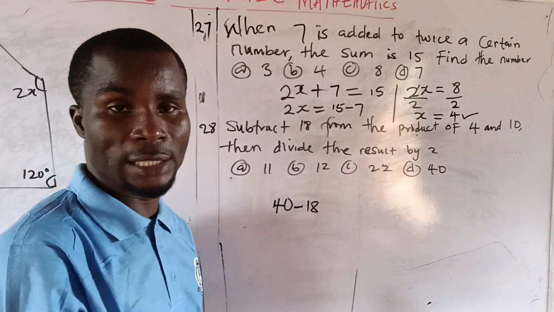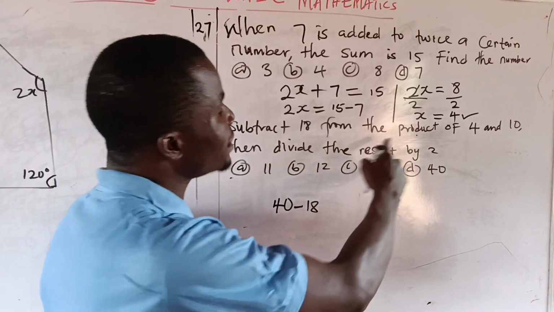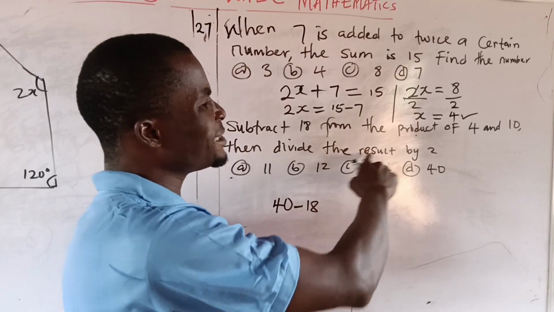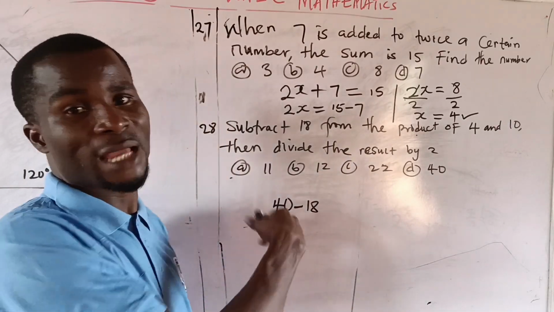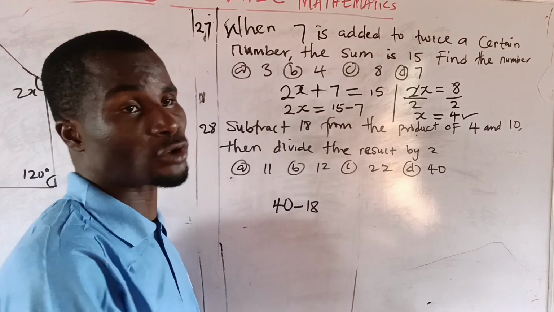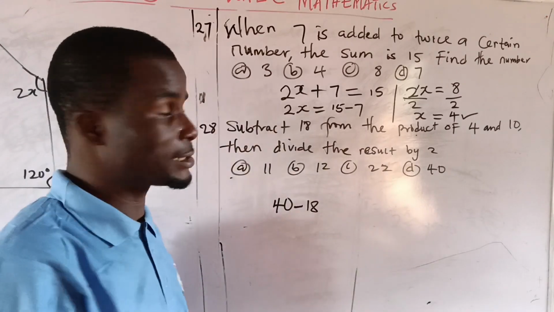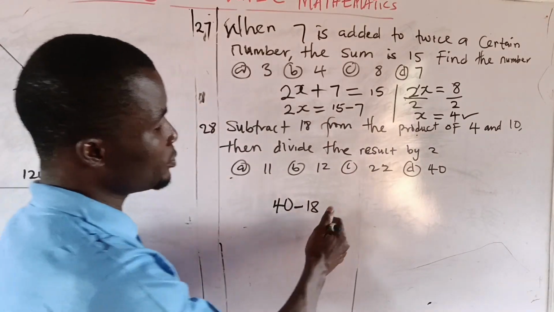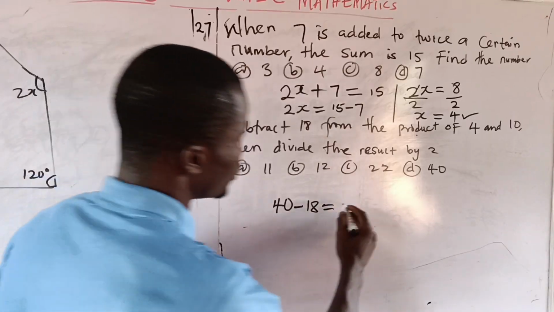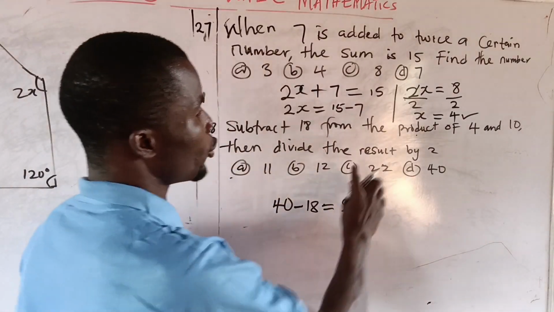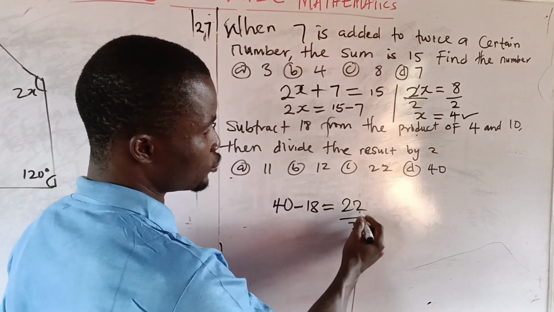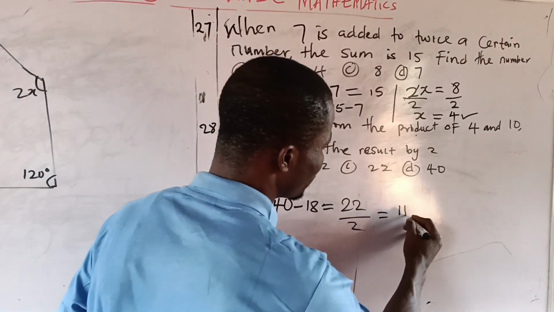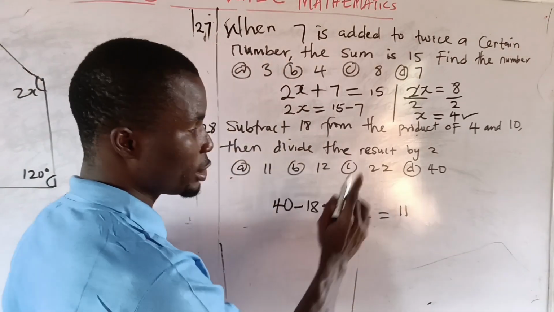After that, they say then divide the result by 2. So we want to get the result of this first. They say we should get the result before we divide it. Are you getting it? So 40 minus 18 will give us 22. So we are now dividing the result by 2. 22 divided by 2 will give us 11. That is 2 in 2 is 1.